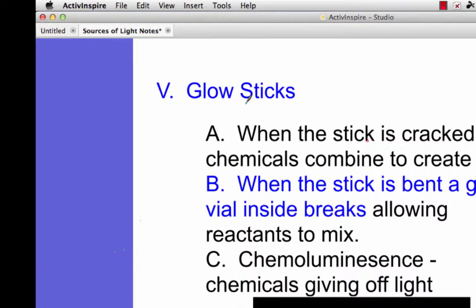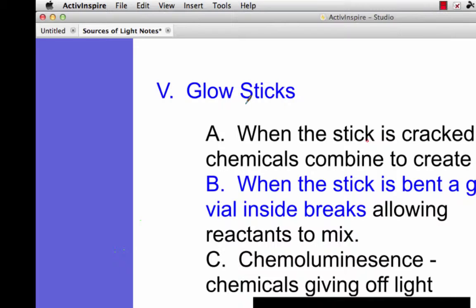Glow sticks. Glow sticks are another source of light. Glow sticks are a little bit different. When you crack a glow stick, you can actually hear the vial inside. The vial contains certain chemicals, and those chemicals are released into the glow stick. And when those reactants mix, those different chemicals mix, they give off light.